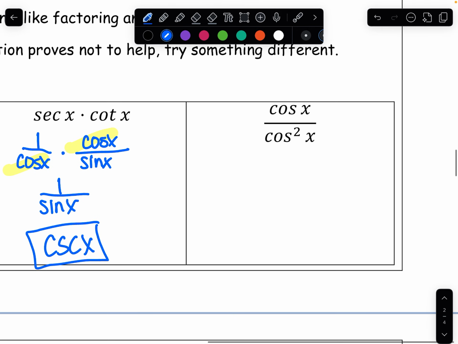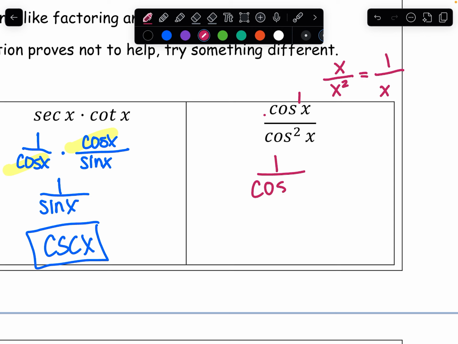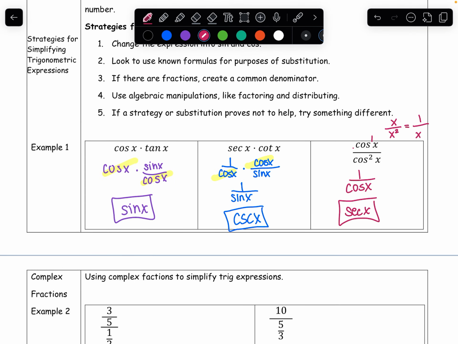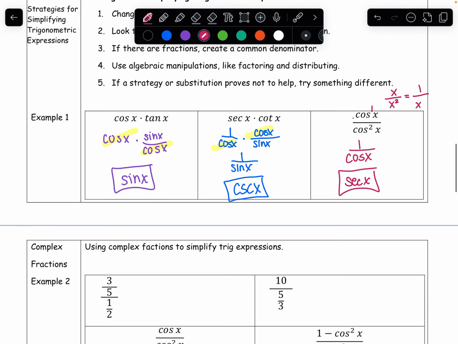And then our last one, there's a couple ways we can think of it. Let's say I gave you x over x squared. Well, since they're the same base, we would subtract. And since there's more on the bottom, our base would stay on the bottom. Likewise, we have cosine x over cosine squared x. We have 1 on top and 1 on the bottom, so we would get 1 over cosine of x, which is secant x. And so that is how to simplify a trigonometric expression.